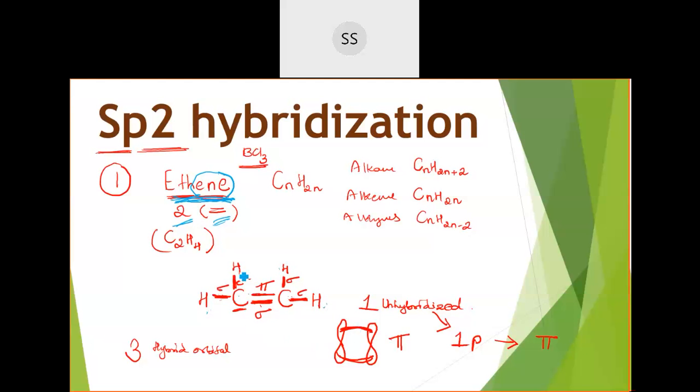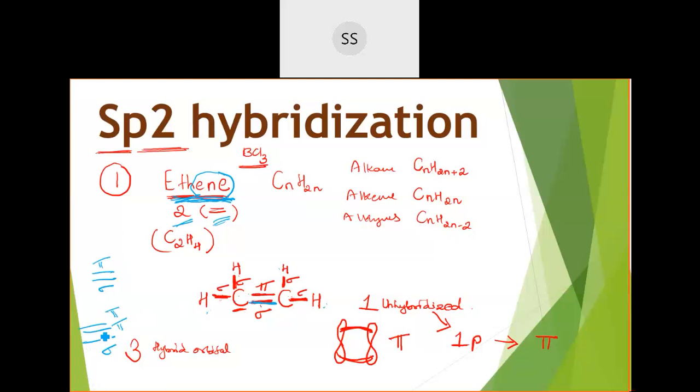Now locate how many sigma bonds and how many pi bonds there are. Between the carbon and carbon atom, I've always told you, if there are two bonds, one will be a sigma bond and one will be a pi bond, because a pi bond cannot exist alone. A pi bond always comes with a sigma bond. If there is a triple bond, one will be a sigma bond and the remaining two will be pi bonds.